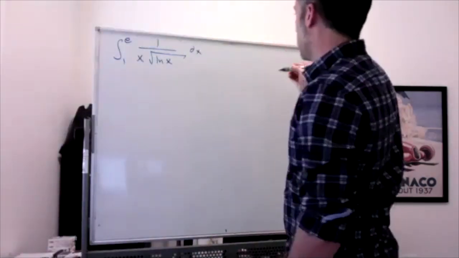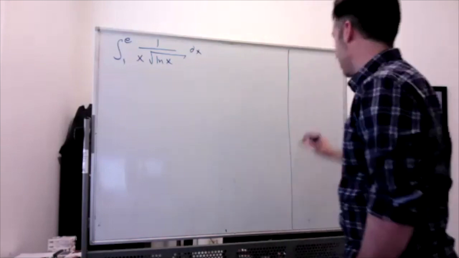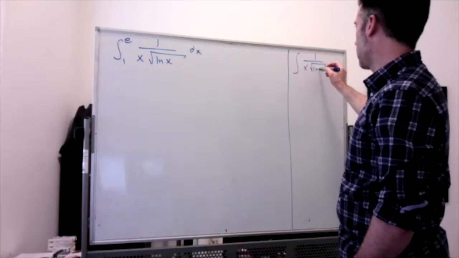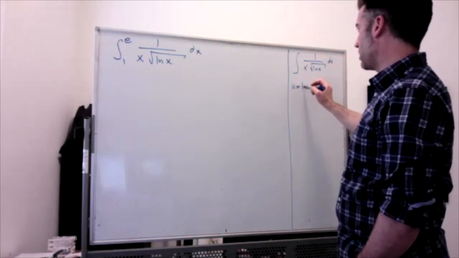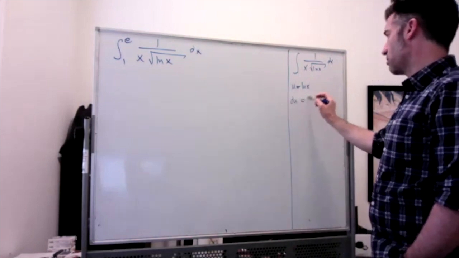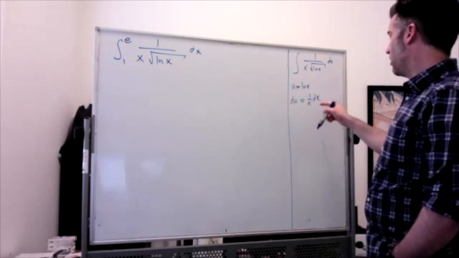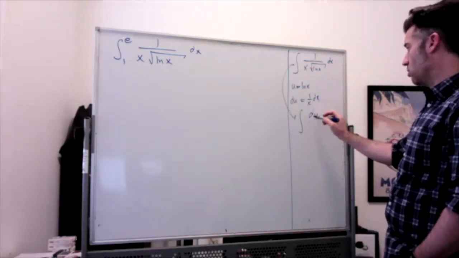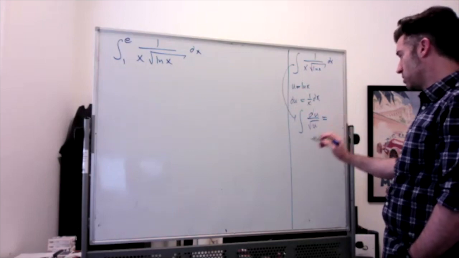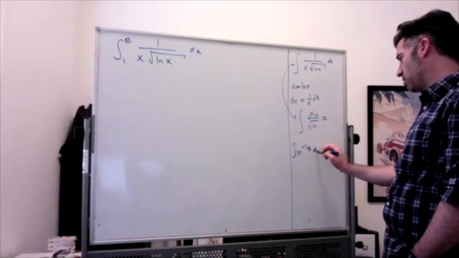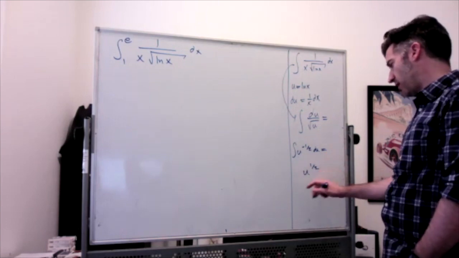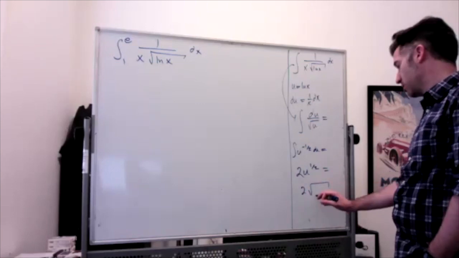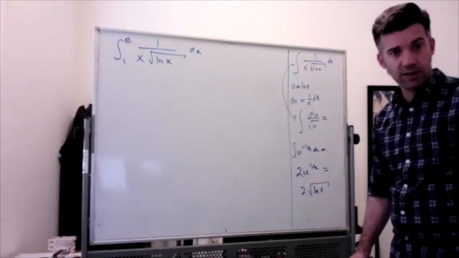So let's do the u sub. Now let's do the indefinite integral. Integral of 1 over x square root of natural log of x dx. We're going to let u equal the natural log of x. Du is going to be 1 over x dx. And then you're going to rewrite this as the integral of du over the square root of u, which is the integral of u to the negative 1/2 du, which is u to the positive 1/2 divided by 1/2, which is times 2. That's 2 square roots of u, which is the natural log of x.